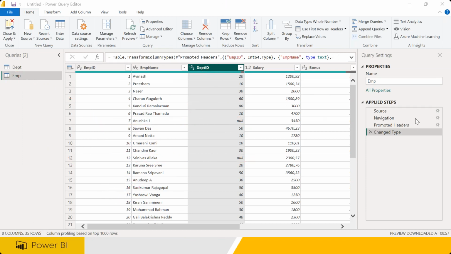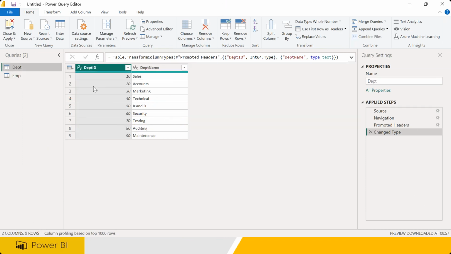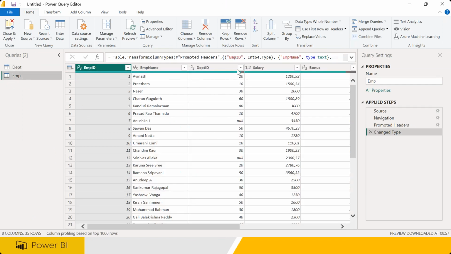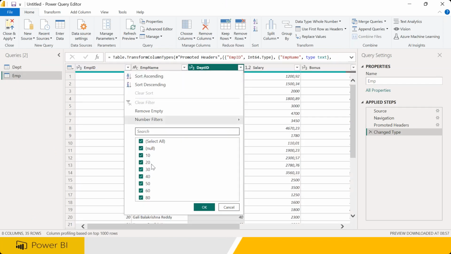Now, if you go to the department table, how many rows are there? 10, 20, a total of 9 rows are there. But are all of these available here? Let me check. 10, 20, 30, 40, 50, 60, 70 is missing, 90 is missing. Two numbers are missing here. Department 70 is not there, department 90 is not there in the list. You verify. So that means the departments exist, but employees are not recruited in these two departments.